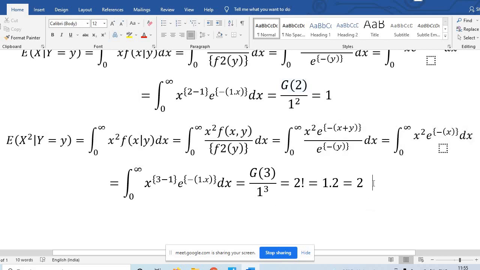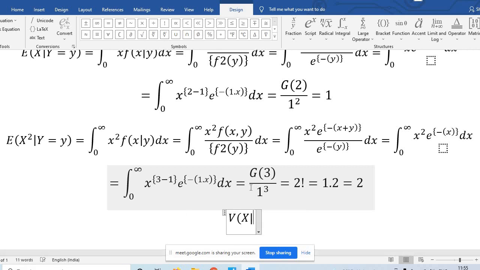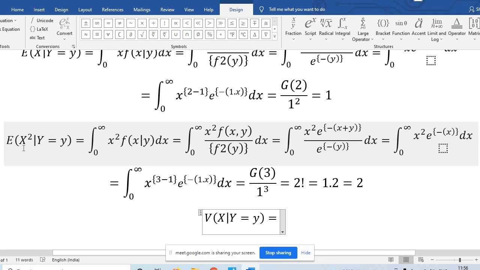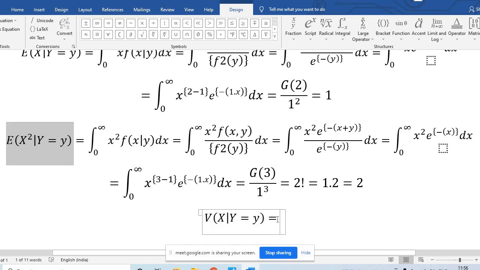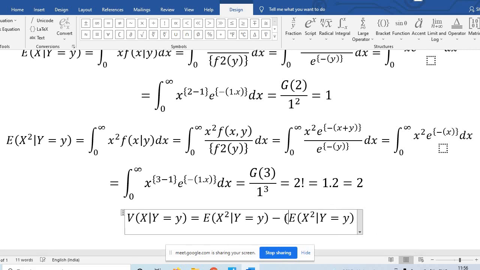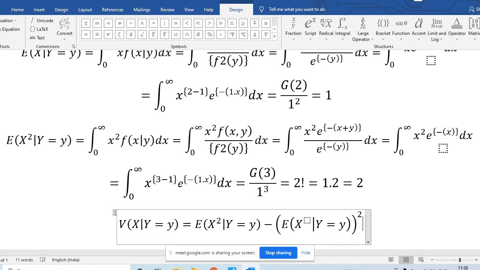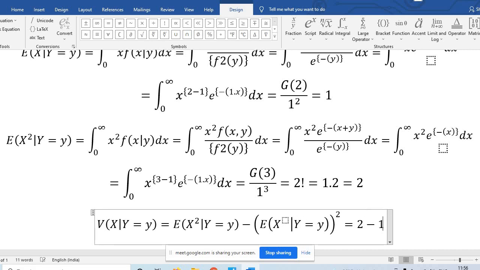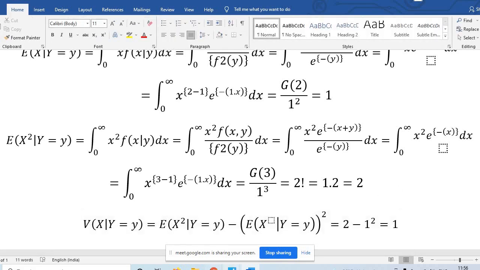Anyway, now we compute variance. So what is variance of x given y equal to y, that equal to expectation of x square minus the square of the expectation, that equal to 2 minus 1 square, that equal to 1. Okay. We obtain variance as 1.